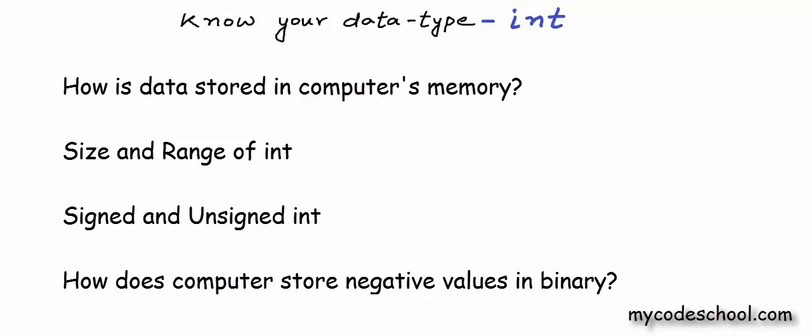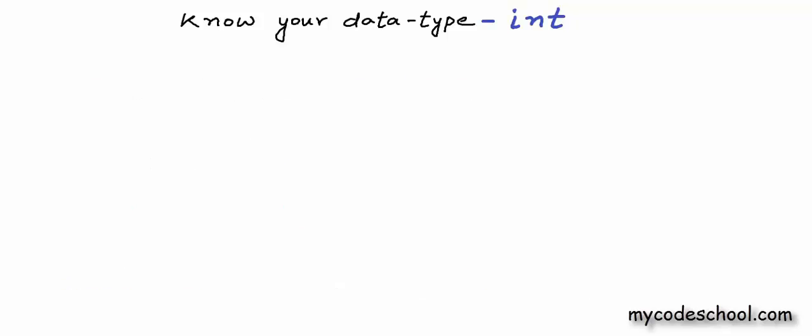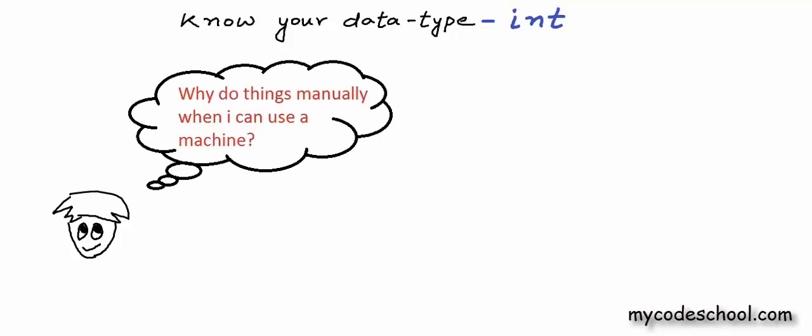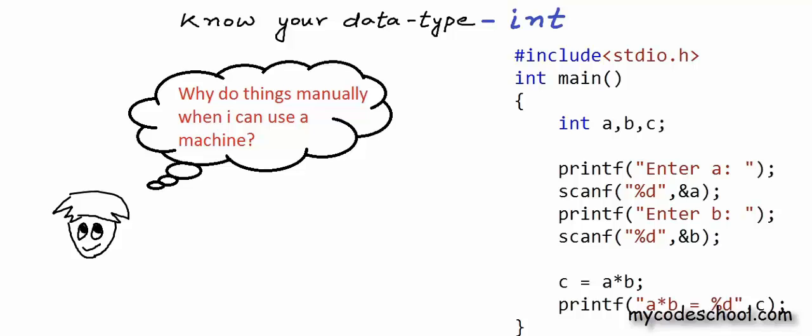So in our previous lesson, we saw how we can use arithmetic operators to perform mathematical calculations in our program. Albert, who is a student of my code school, is very delighted that now he can write programs to solve mathematical problems. He has written a simple program to find the product of two numbers, in which he is asking the user to input two numbers A and B, and then he is simply printing the product of these two numbers.